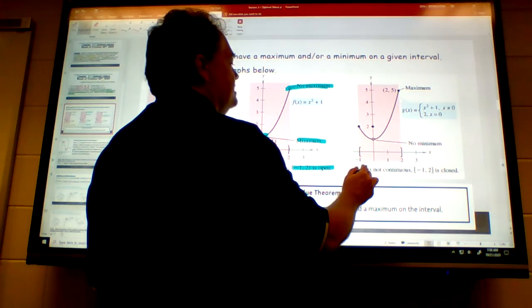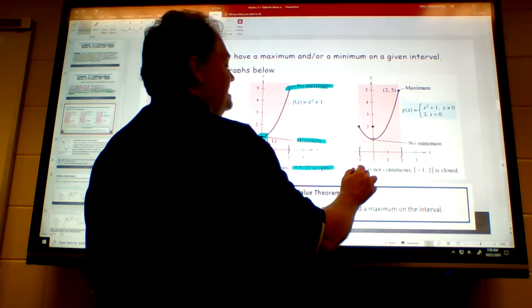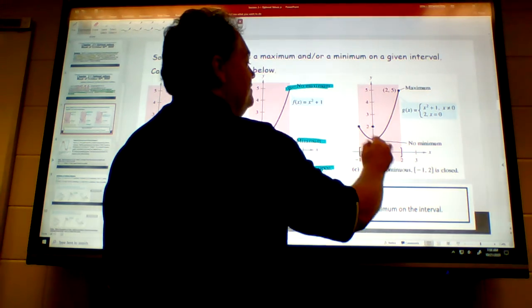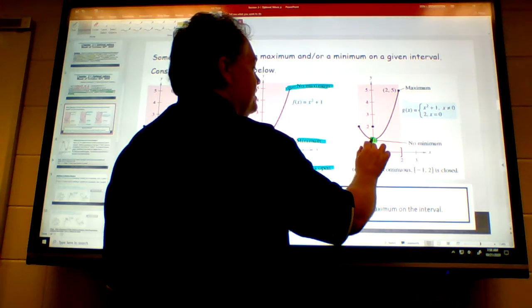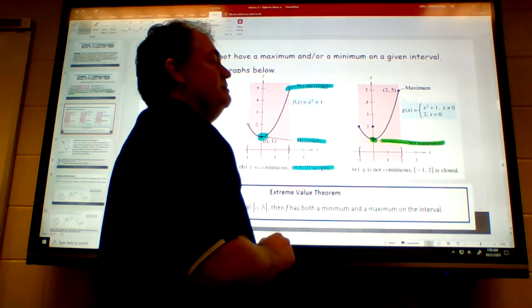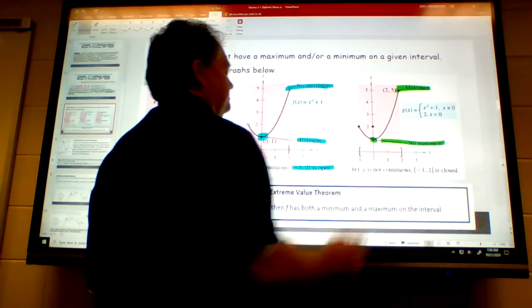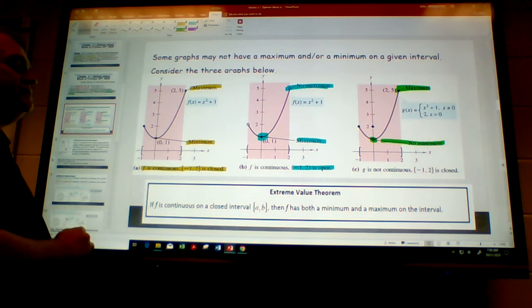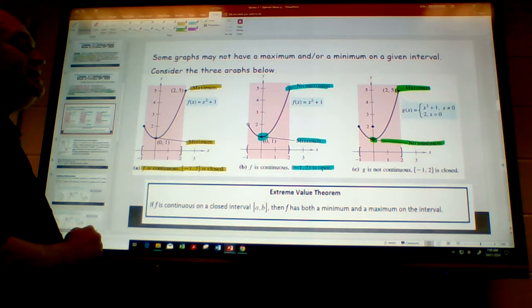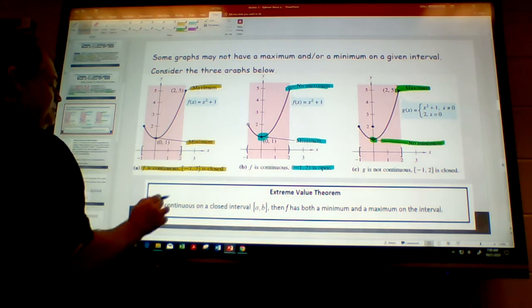On the other hand, g here, this function is not continuous. Even though the interval is closed, it's not continuous. There's an open dot right there, so therefore, there is no minimum, but there is a maximum. So the basic gist is, if f is continuous on the closed interval, then f has both a minimum and a maximum.